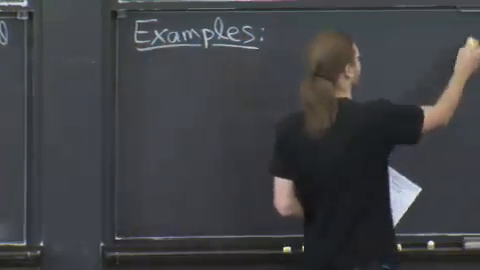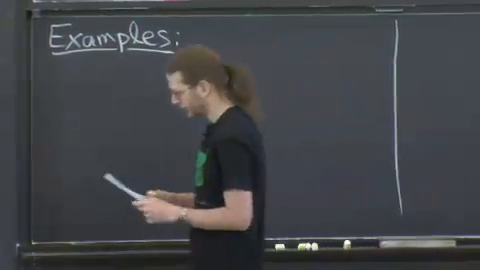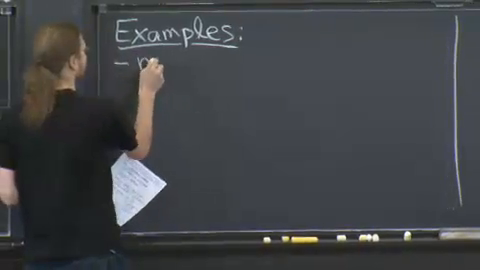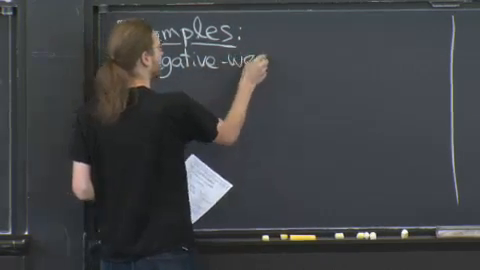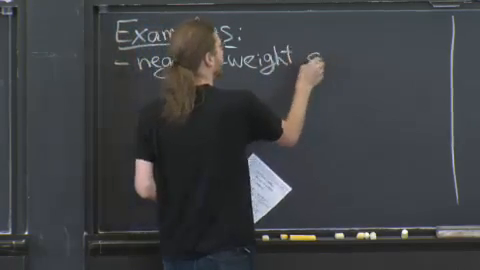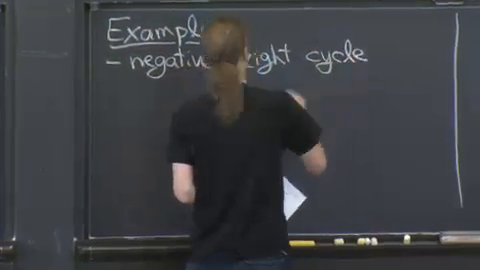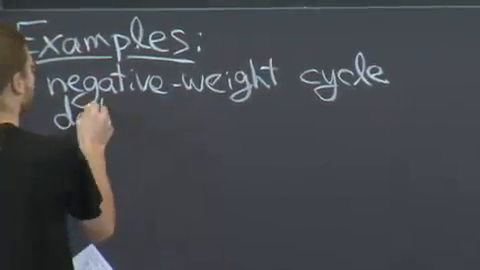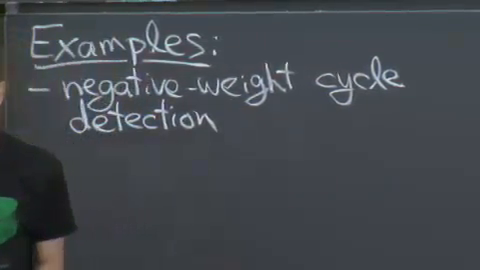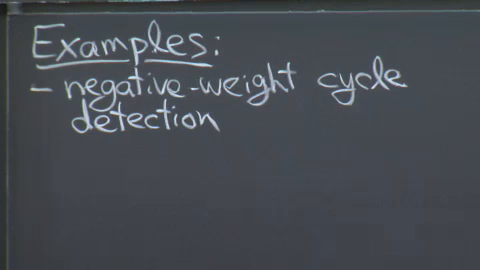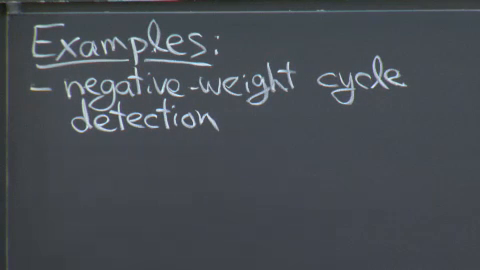Some running examples, some things we've seen. So here's an example of a problem we've seen: negative weight cycle detection. I give you a graph, a weighted graph. I want to know, does it have any negative weight cycles? What class is this problem in? P. We know how to solve this in polynomial time and VE time using Bellman-Ford.